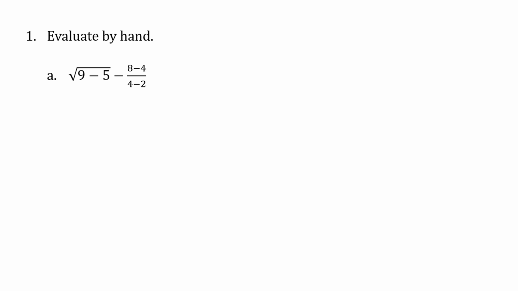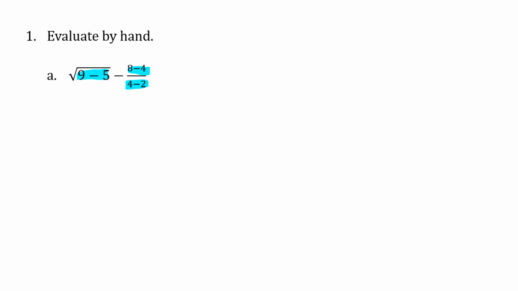Here the directions say evaluate by hand. And the first part, part A, says the square root of 9 minus 5 minus, and then we've got this big fraction, 8 minus 4 over 4 minus 2. I'm going to start by simplifying within that radical. I think of a radical as kind of like a grouping. It's a way to group an expression underneath the radical. So I'm going to perform that operation that's underneath the radical. So 9 minus 5 is 4. And then I'm also going to simplify the expressions in the top and the bottom of the fraction.